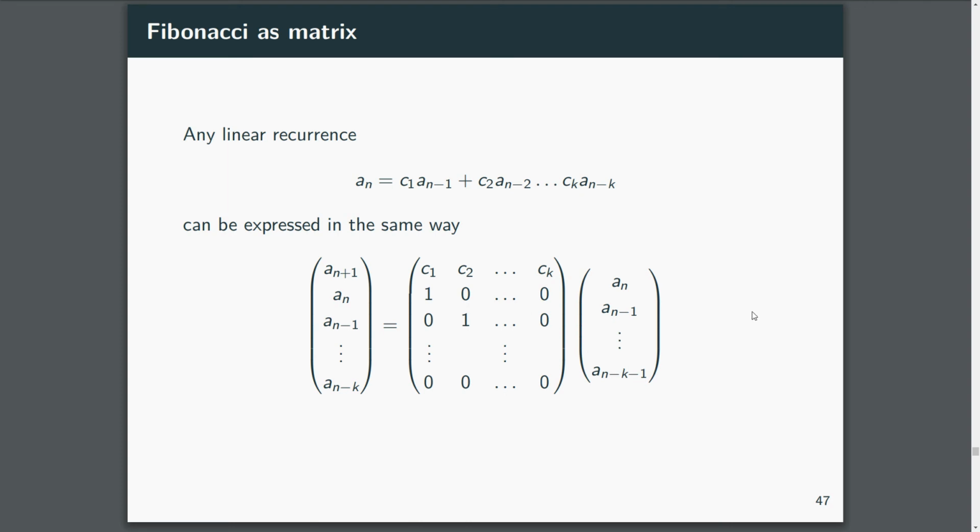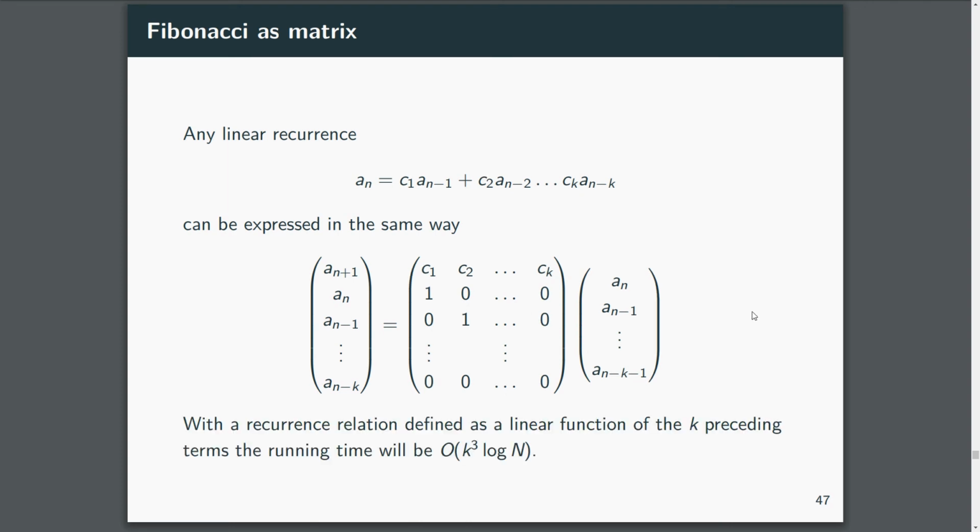And again, we can use matrix exponentiation. So if we have a recurrence relation, which is a linear function with k preceding terms, the running time will be big O of k to the power of 3. So that's for the matrix multiplication of a matrix of size k. And then we will do log n of those. So we have big O of k to the power of 3 times log n.